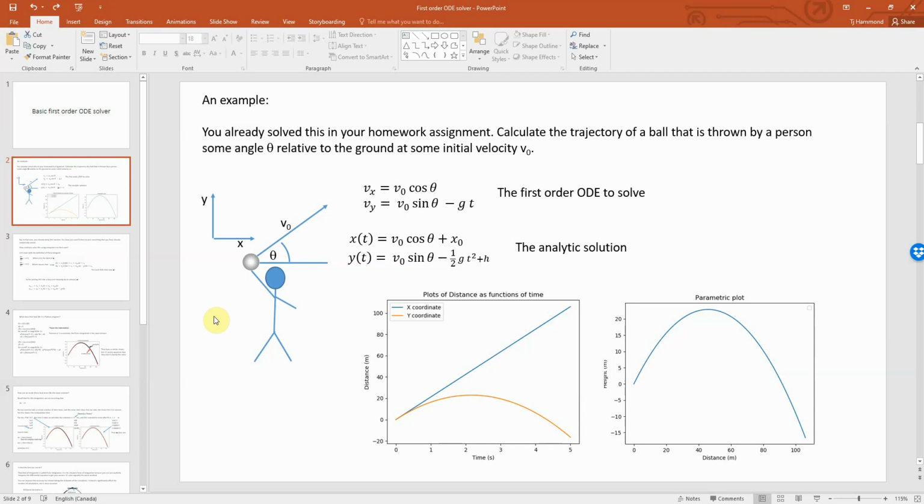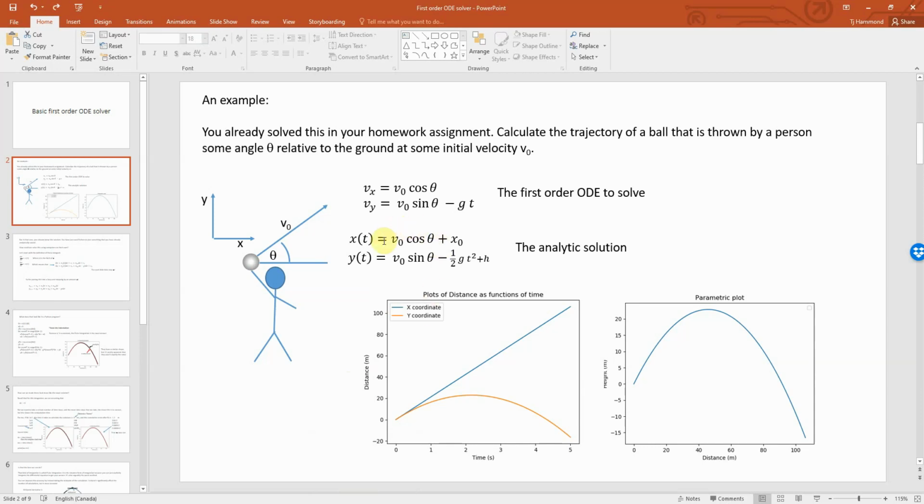All right, and we're back. I will be continuing on solving first-order ordinary differential equations. This time, instead of using the analytic solution and plotting it, we'll be using our own numerical integrator developed through Python and use that to solve our first-order ordinary differential equation.